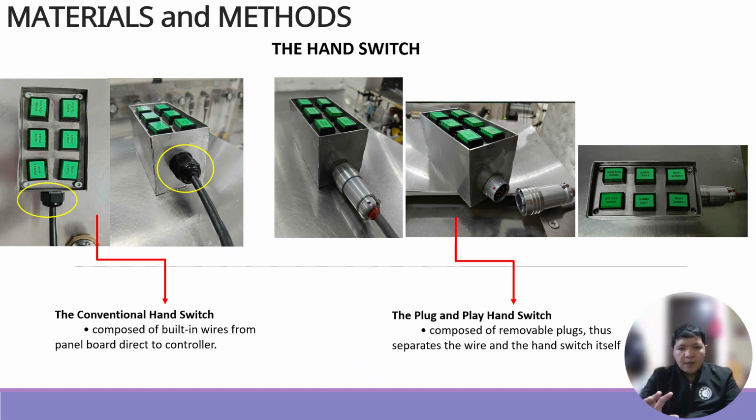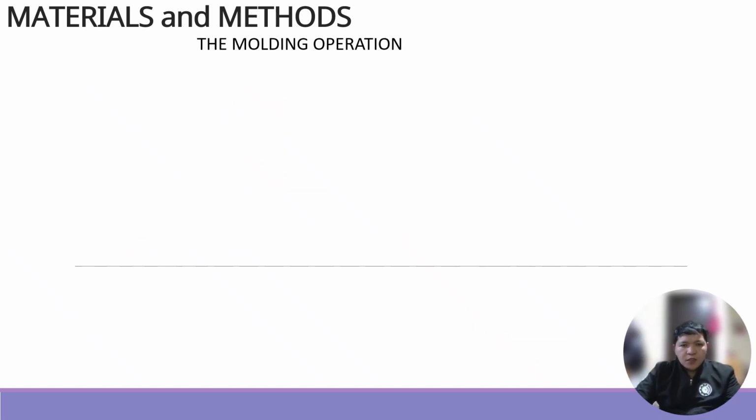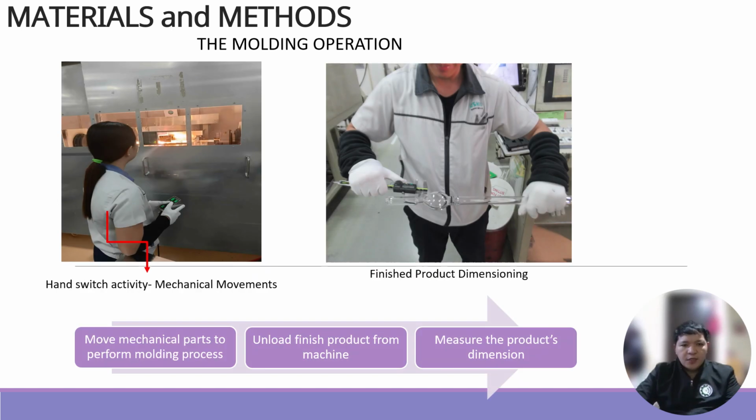So this is the application of SMED in this study, right? We can see that these are unplugged from the hand switch itself, while on the left side of our screen, we can see the built-in setup of our hand switch, right? This hand switch is applied in the molding operation of the process, what we call the molding of parch tube, right?